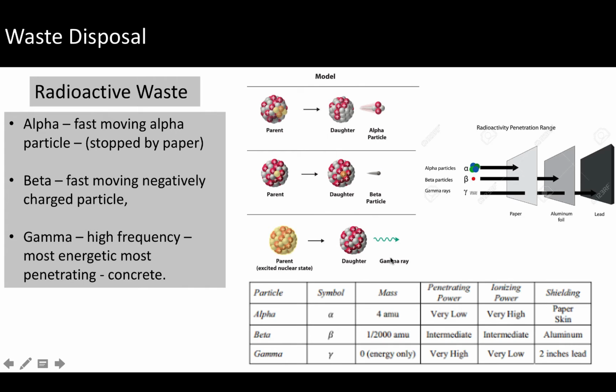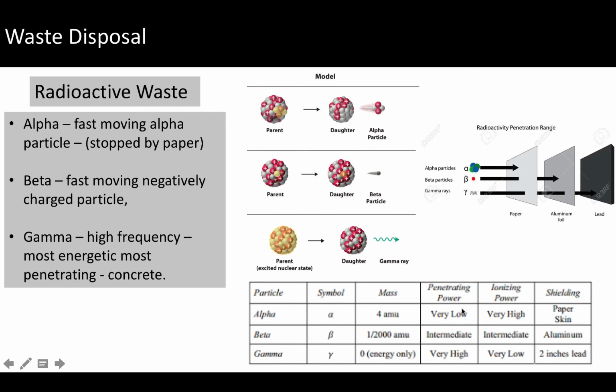Gamma radiation is not actually a particle. It's just a wave, short wave, high frequency, most energetic, and penetrating through things like concrete. And so often we need something that is lead lined to protect us from gamma radiation. The ionizing power here is the thing to pay attention to with regard to damage, right?